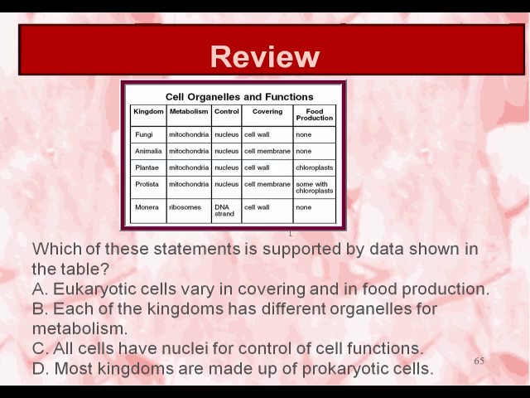Each of the kingdoms has different organelles for metabolism. That is not true because if you look at metabolism, most of the kingdoms show the mitochondria. So we can eliminate B. All cells have nuclei for control of cell functions. We see that monomer does not have a nucleus for control of cell function, so we can eliminate C. Most kingdoms are made up of prokaryotic cells. We know that prokaryotic cells do not contain nuclei. Again, we can eliminate D based on that information, so the correct answer is A.